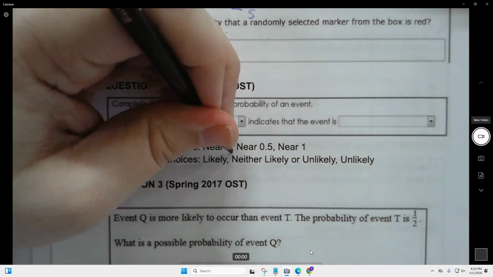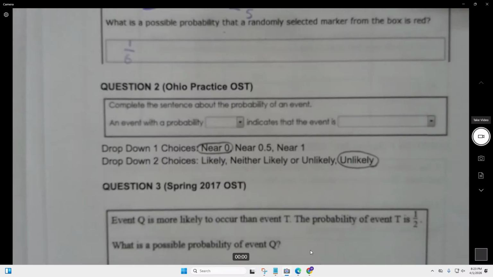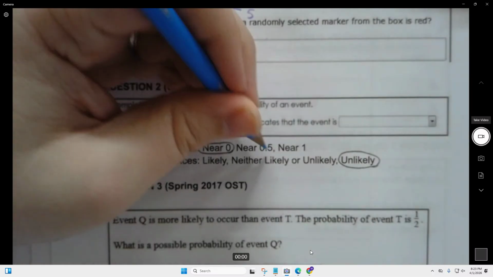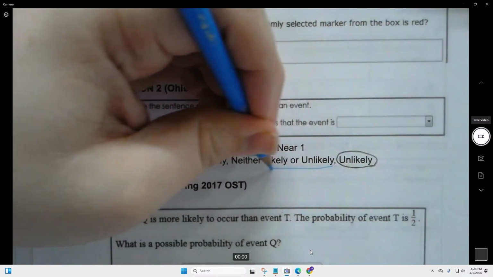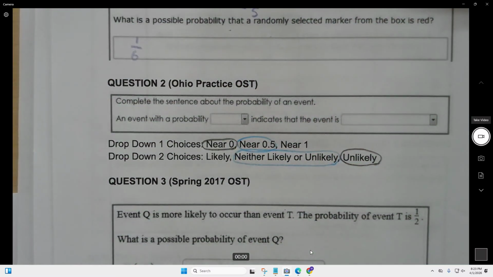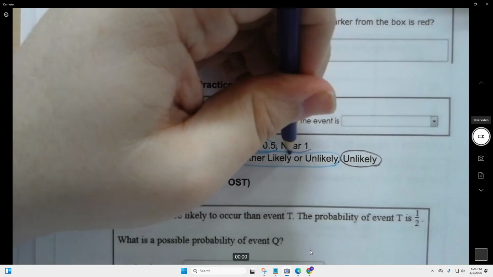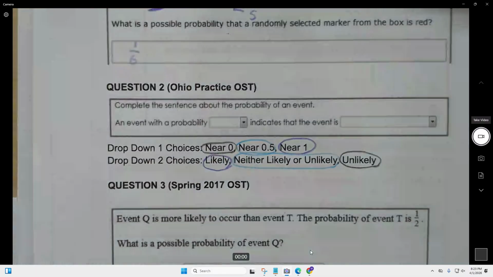An event with a probability near 0 means that the event is unlikely. An event where the probability is near 0.5 is neither likely nor unlikely. And an event where the probability is near 1 indicates the event is likely. Okay? Those are your 3 sets of answers.